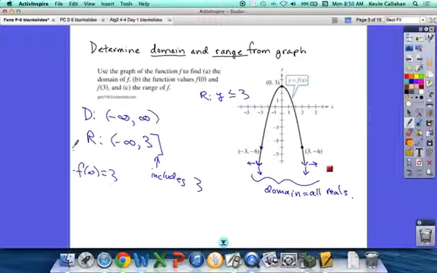How about f of 3? I mean, go to x equals 3, and then follow it down to the graph. What's the y value? -6. So f of 3 equals -6. Okay.